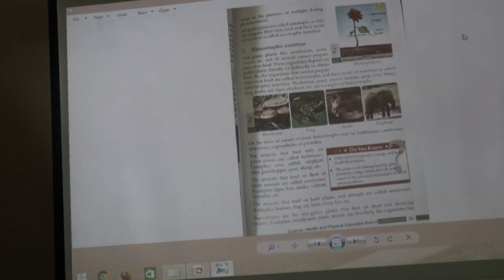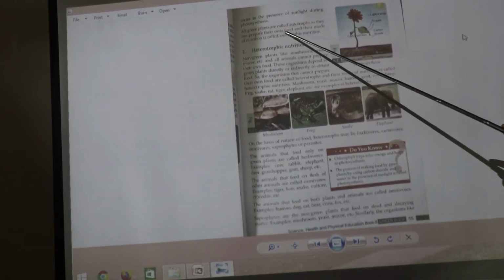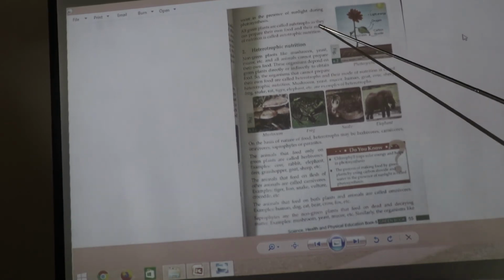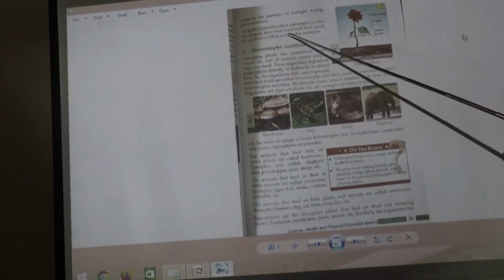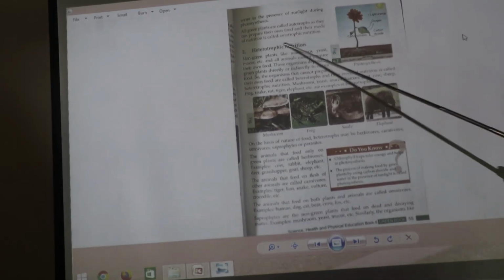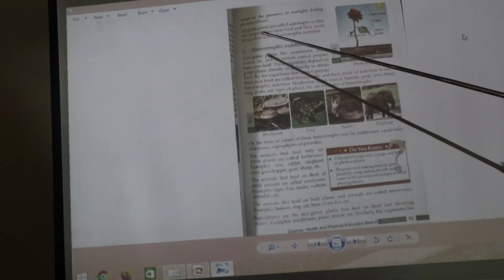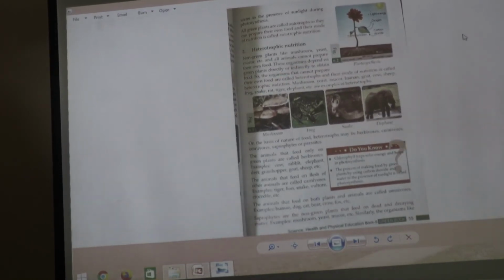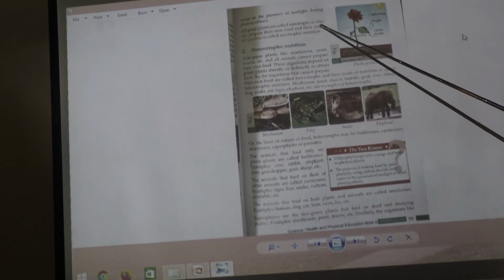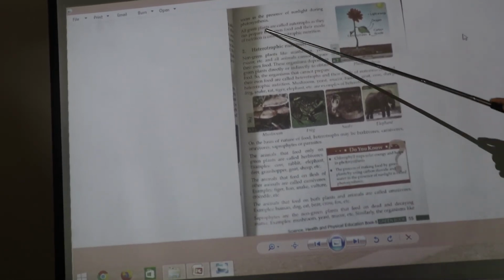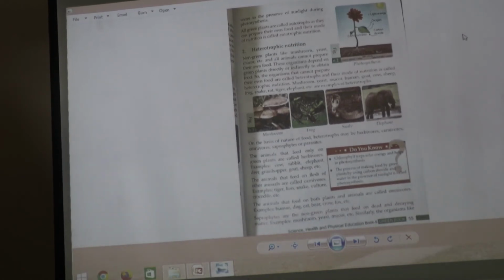Here all green plants are called autotrophs. Why are all green plants known as autotrophs? Here is the answer. They can prepare their own food and their mode of nutrition is called autotrophic nutrition. What do you mean by autotrophic nutrition? The mode of nutrition in which green plants prepare their own food is called autotrophic nutrition.